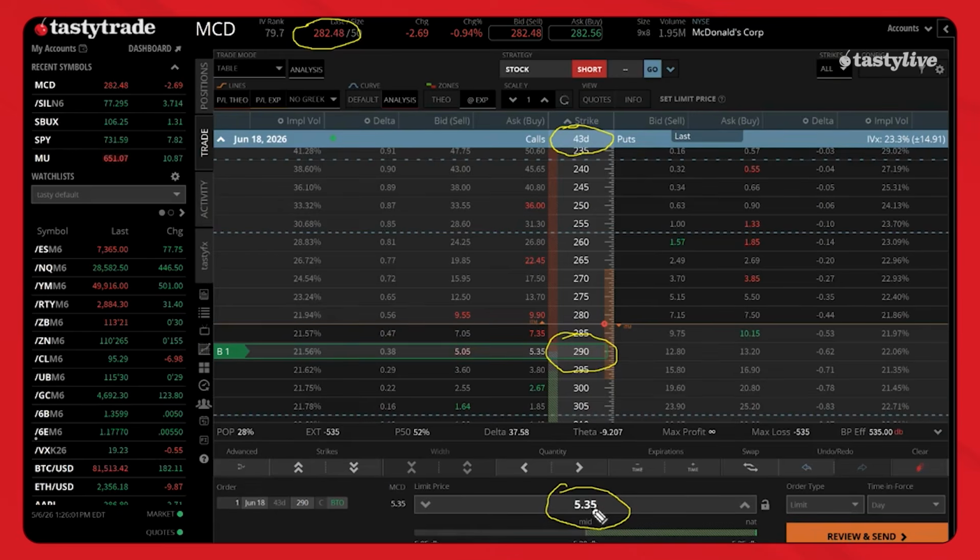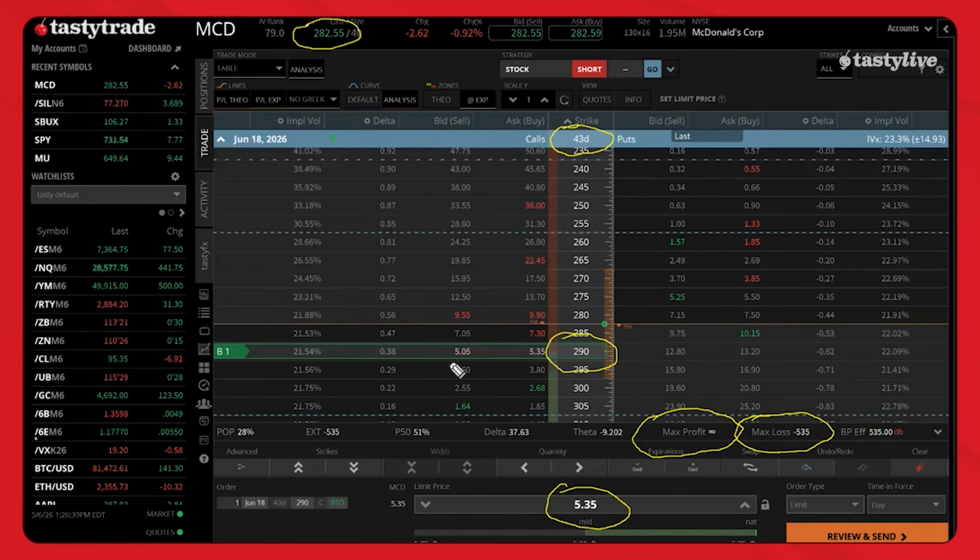So if I'm wrong, McDonald's stays down, and the stock price stays below my strike price, the worst case scenario for me is I am out $5.35. That's $5.35 per share, and there are 100 shares per contract. So the total maximum loss is $5.35 per share times 100, or $535. But my maximum profit potential is unlimited. Because there's no ceiling on how high McDonald's can rise, my profit potential on a long call option is infinitely large.